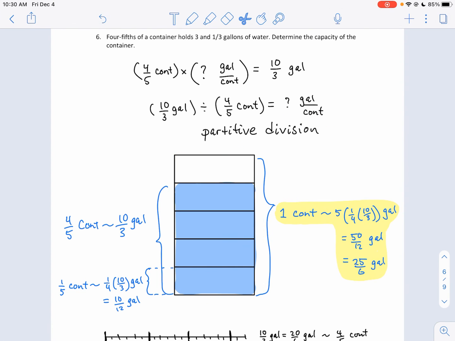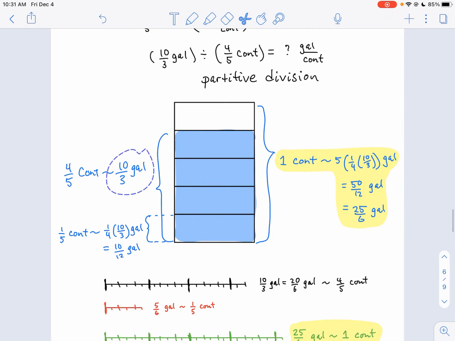So here's a whole container, and 4/5 of it right here filled up, and we know that that corresponds to 10/3 gallons. Well, we're going to scale that down by 1/4 to figure out how much we have in just one of these pieces, and then iterate that 5 times to reconstitute the entire container. In other words, those steps are summarized right here. Start with 10/3, which is what's shaded in blue. Do 1/4 of it.